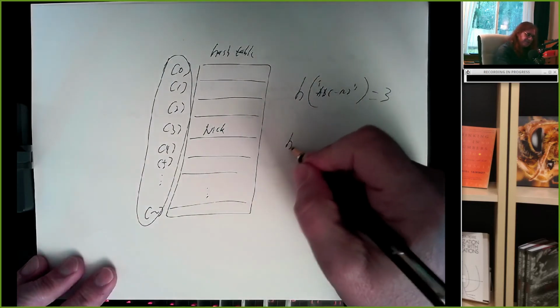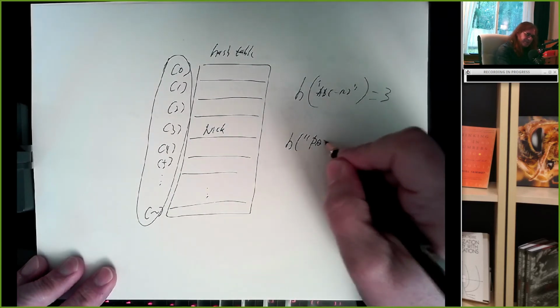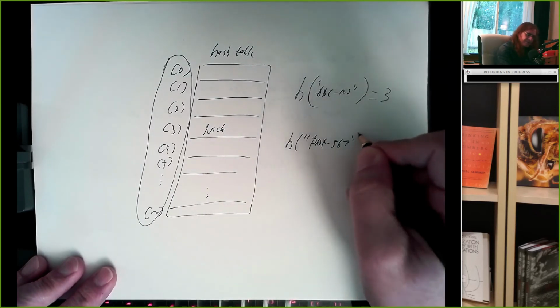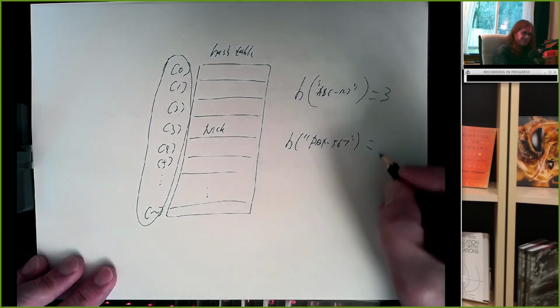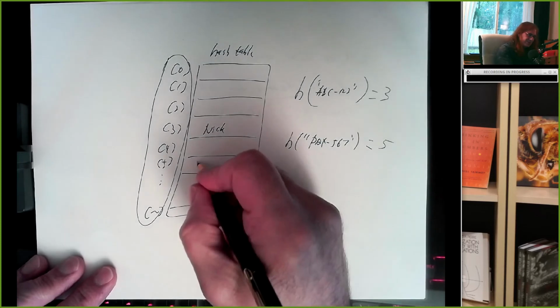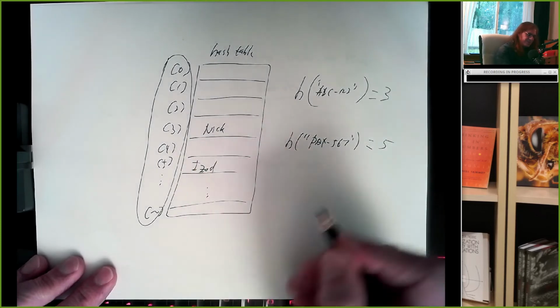And if I put in the string PQX567 to my hash function, it might return, you know, the integer 5. And so at location 5, I would store the name associated with that license plate.